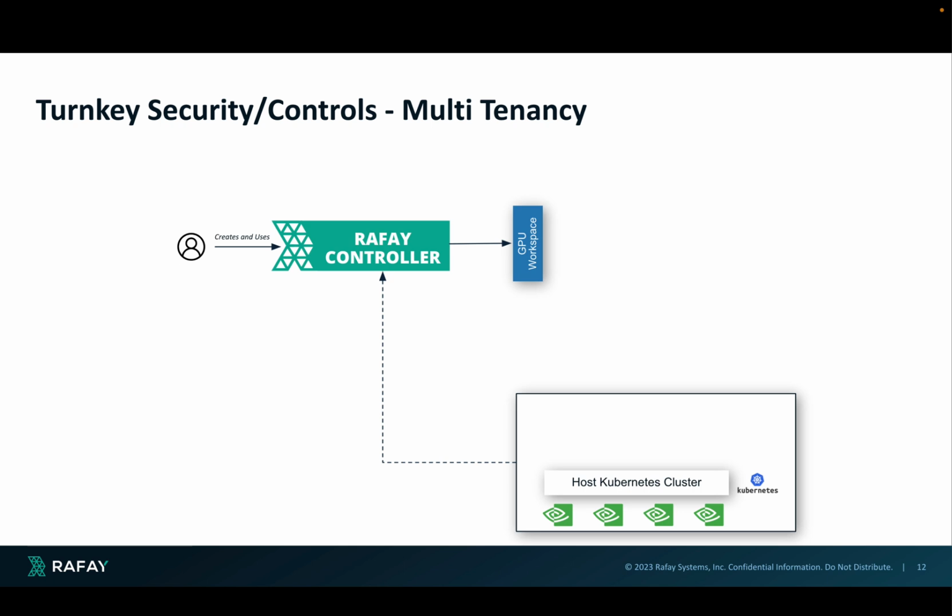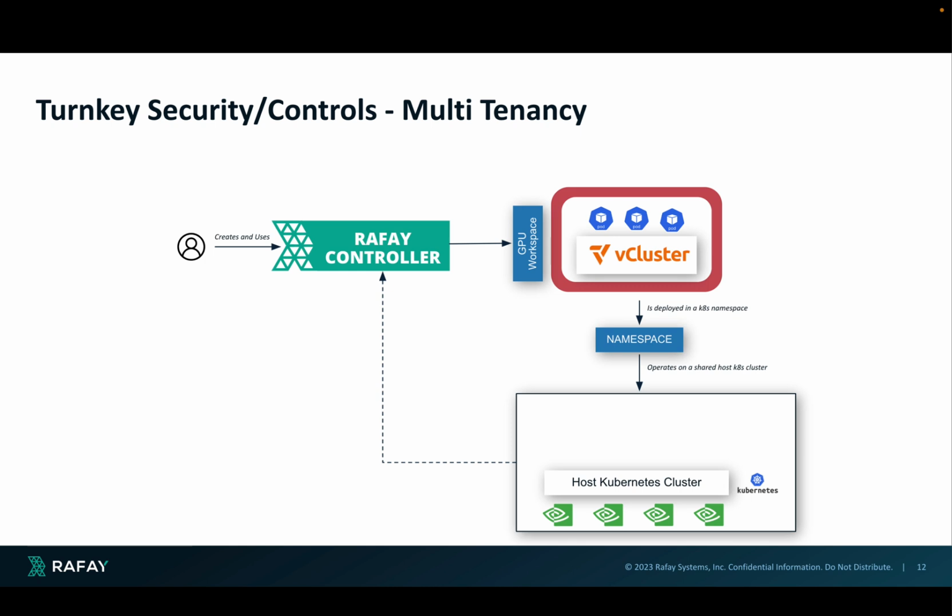Now, what happens behind the scenes is a Kubernetes namespace is created on the shared host Kubernetes cluster. Inside it, a virtual cluster is deployed into the Kubernetes namespace. Now let's look at the controls that are in place to ensure that this is a true multi-tenant environment. The first is role-based access control, which is automatically implemented, where the end user who uses the workspace will have a certain role which has a certain privilege attached to it, and they can only do a certain number of things, and they cannot see any other tenants.